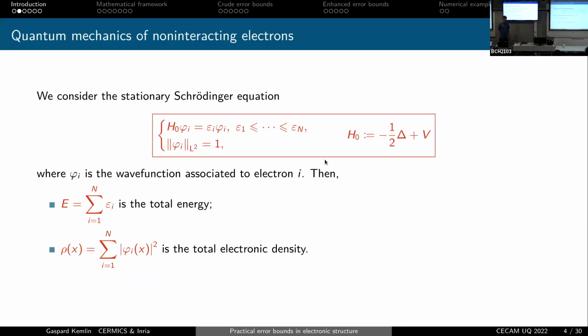Okay, so first, to start from the start, when we look at non-interacting electrons, what we do in electronic structure is that we have a linear Hamiltonian, the same as the one Genevieve just presented, minus Laplacian plus V. And then if we have N electrons, the total energy will be the sum of the eigenvalues. Electronic density is the sum of the squared modulus of the wave functions. Okay, so this is the basic setting.